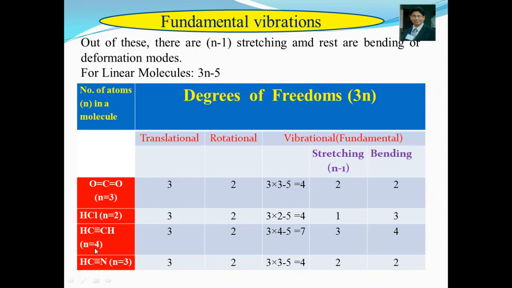For the acetylene molecule, the number of atoms is equal to 4. Here translational 3, rotational 2. So the fundamental vibration is equal to 3 into 4 minus 5, which is equal to 7. Among them, stretching will be n minus 1, that is 4 minus 1, that is 3. And bending will be 7 minus 3, which is equal to 4.